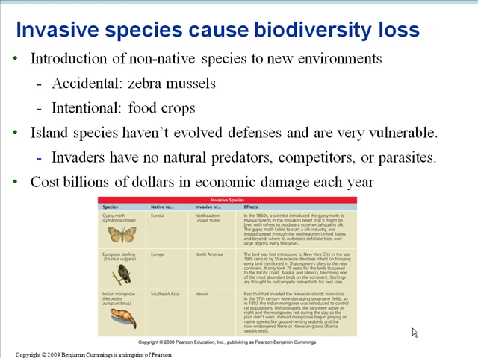Another major negative impact on biodiversity is invasive species, which can be accidental, like the zebra mussels, or intentional, like fish stocking or food crop planting. The problem is that many times these invaders don't have natural predators or competitors or parasites, and they can outcompete the native species or prey on them.